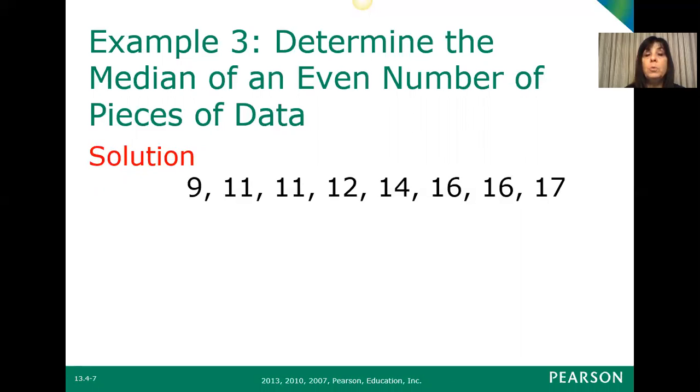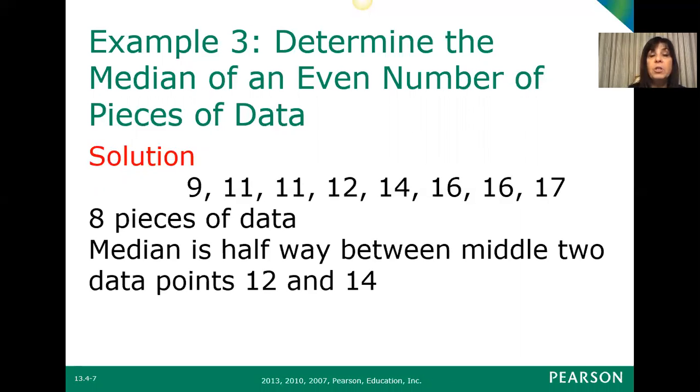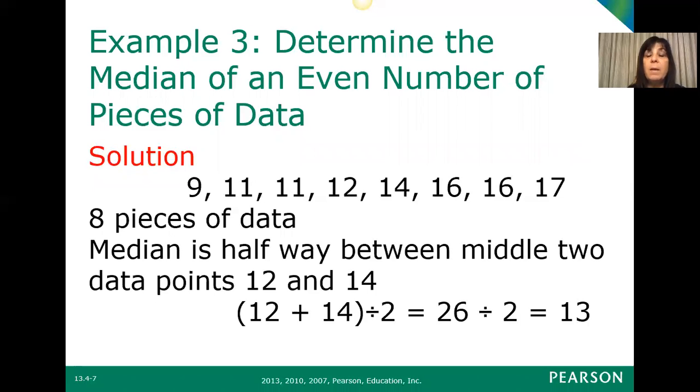So what you will do is go to the middle 2 pieces, which are the 12 and the 14, and you will take the average of the middle. So I will take the 12 and the 14 and find the average of those 2. In order to do that, you will just add the 12 and the 14 and divide that by 2. So the median for this one is the number 13. Notice it's not one of the pieces of data, and that can happen when you're looking for a median as well as a mean. The mean does not have to be one of the pieces of data.